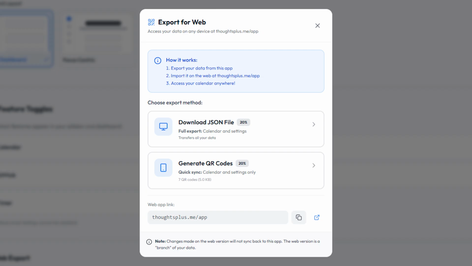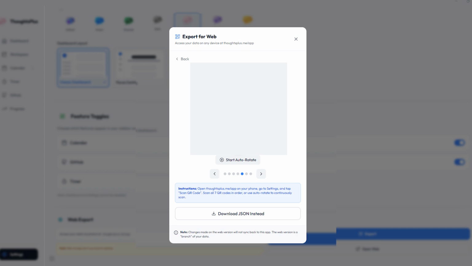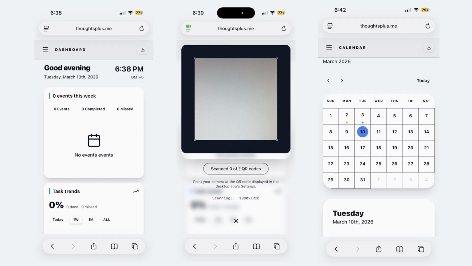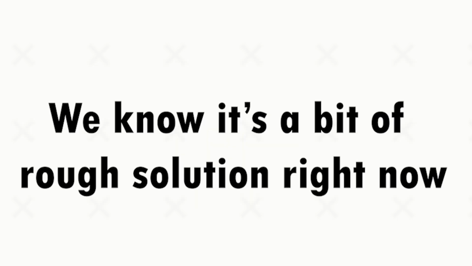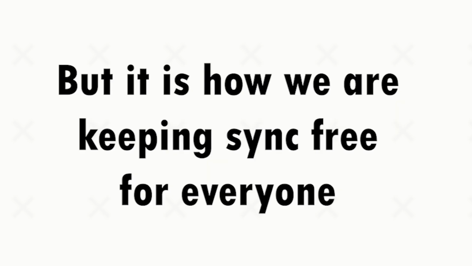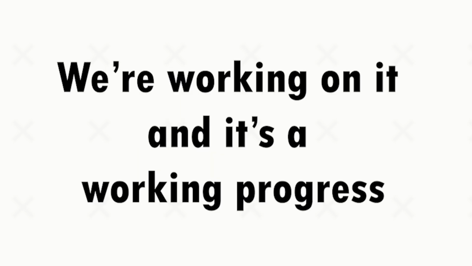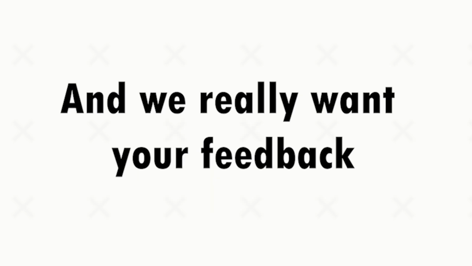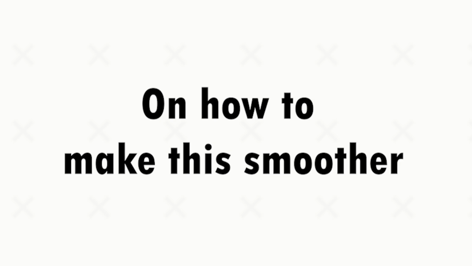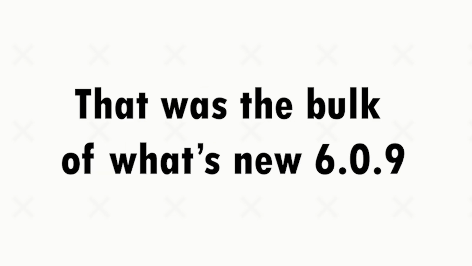Finally, we're testing out web export and QR codes. You can now export your calendar to the web and pull it up on your phone at thoughtplus.me-app via QR or JSON. Look, we know it's a bit of a rough solution right now, but it is how we keep in sync free for everyone whilst we're refining the process. We're working on it. It's a work in progress, and we really want your feedback on how to make this smoother. That was the bulk of what's new in 609.